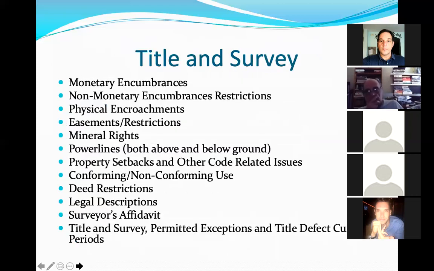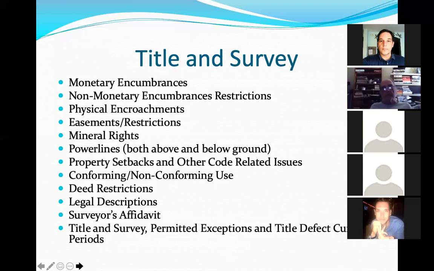Title and survey. This is where myself as an attorney, we earn our keep. The title commitment will be from a nationally recognized title insurance underwriter. You don't want to accept an opinion of title from a lawyer. You want to have the backing of a title insurance underwriter. So at closing you purchase a title insurance policy, and if there are any potential claims, you want to have that policy to go back on. And those will include monetary encumbrances like mortgages or liens. It will include non-monetary encumbrances or restrictions, such as a use restriction on the property.